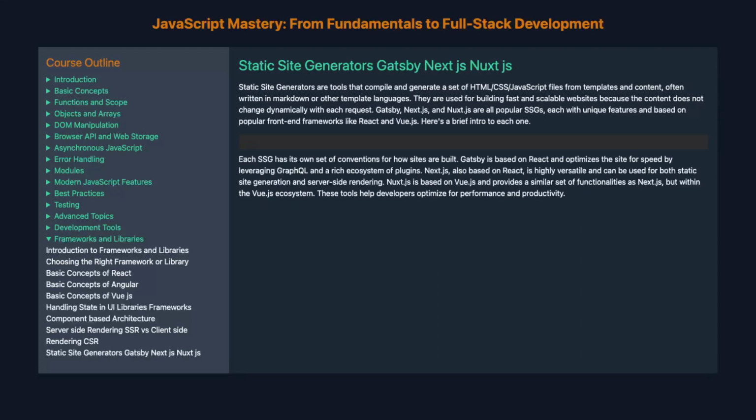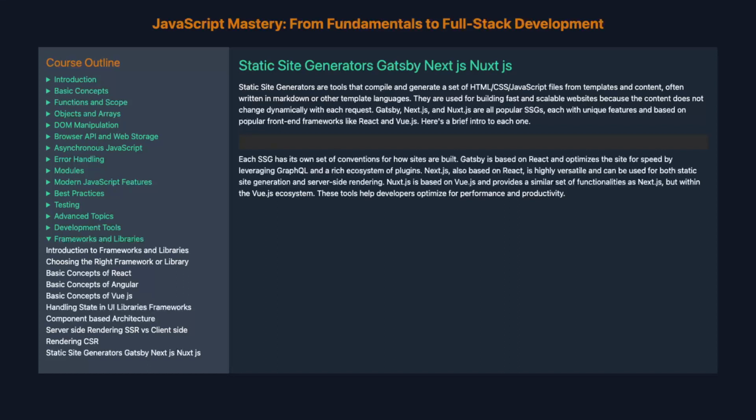Static site generators: Gatsby, Next.js, Nuxt.js. Static site generators are tools that compile and generate a set of HTML, CSS, and JavaScript files from templates and content, often written in Markdown or other template languages. They are used for building fast and scalable websites because the content does not change dynamically with each request.